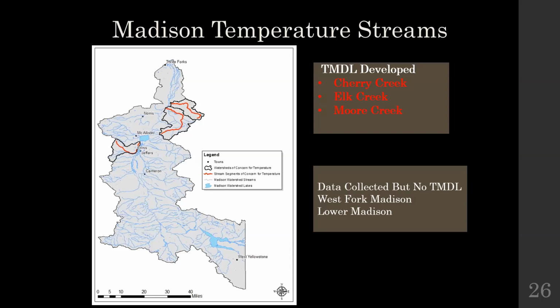TMDLs were developed for Cherry Creek and Elk Creek and Moore Creek, which are on the impaired water list for temperature. Also on the list are West Fork, Madison, and Lower Madison, but no TMDL has yet been developed. Basically, taking these off the list would require more complicated modeling efforts, but the data related to these streams is located in the document.